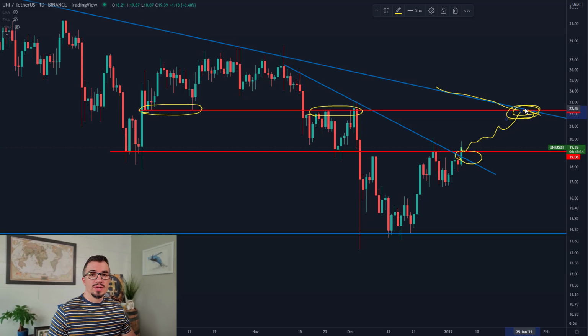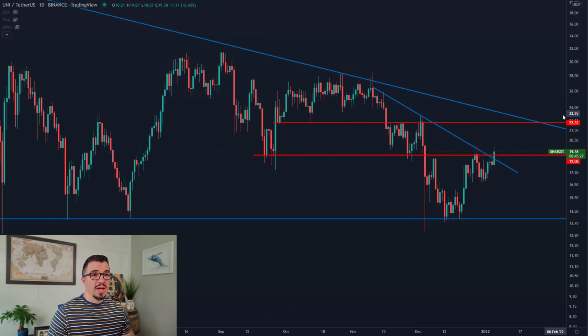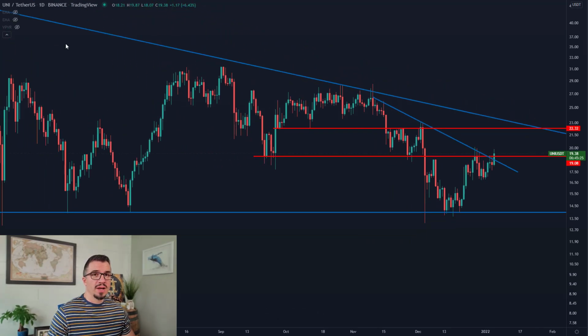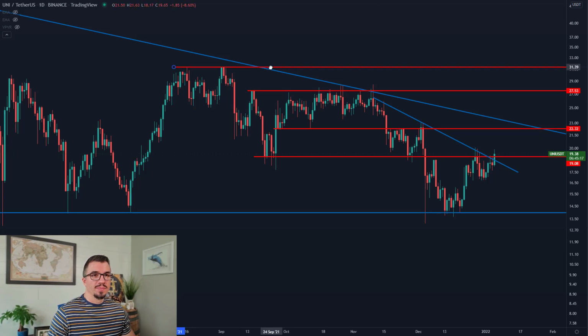Now, since we're on the topic of short-term levels, let me go ahead and show you also what we could be looking at if Uniswap does break out from that trend line off of the all-time high. So we have several highs through this area right around $27 and above that up here around $31. All right, so those would be the key areas I'd keep an eye on here over the next few weeks if we were to see a close above 19, move up toward 22, and then break out from there.